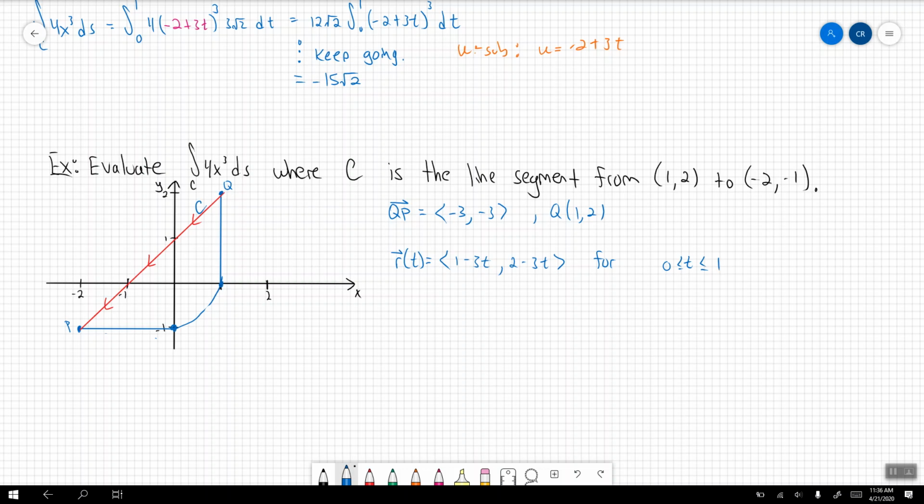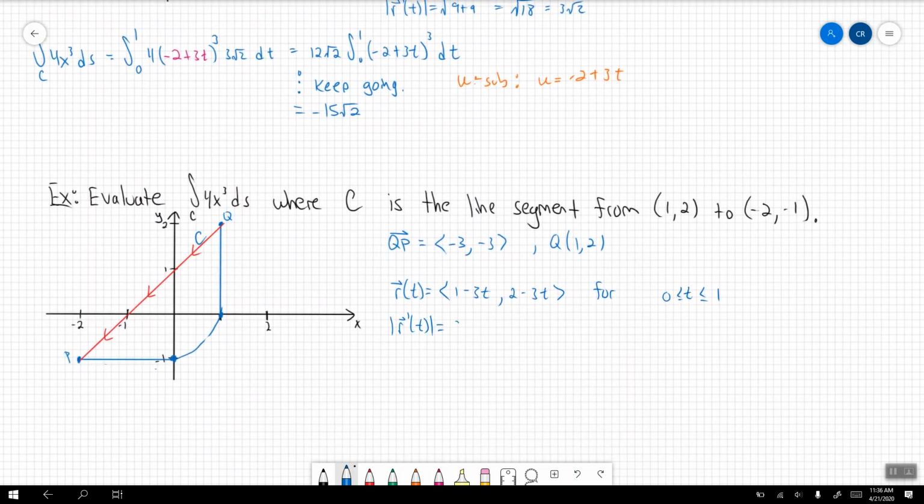Alright, if t is equal to 0, then we naturally get (1, 2). If t is equal to 1, then we naturally get (-2, -1), which is this point here. Nice. So we can go through and take the derivative, and then take the magnitude of that derivative, but the magnitude of that derivative is still going to give us the same value of, sorry, 3 root 2.